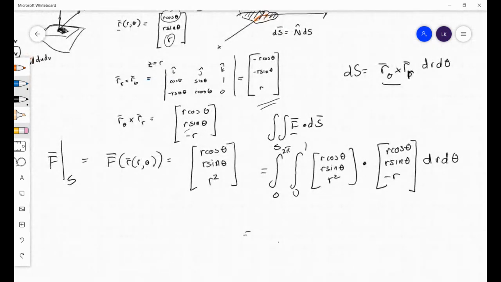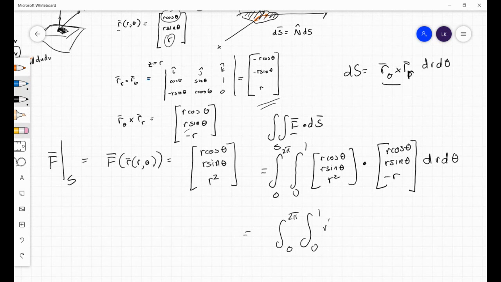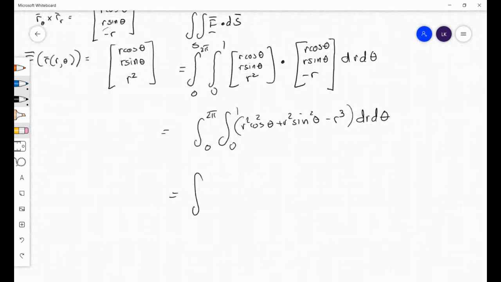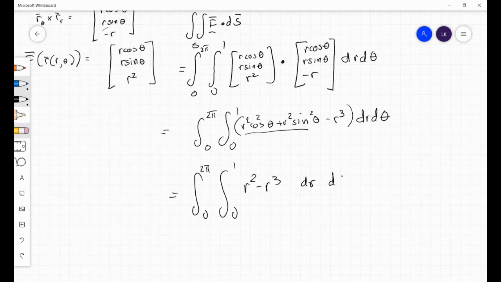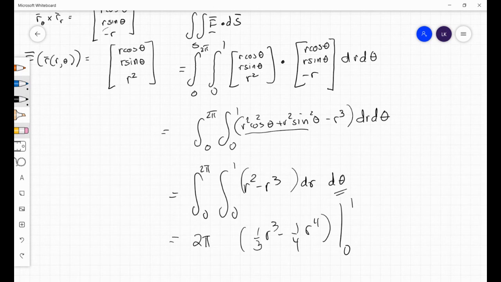Okay. So we get the dot product here: r squared times cosine squared plus r squared sine squared minus r cubed. And then it's pretty routine, Pythagorean trig identity over here. You get 2 pi after integrating with respect to theta, and you get pi over 6 for the flux.